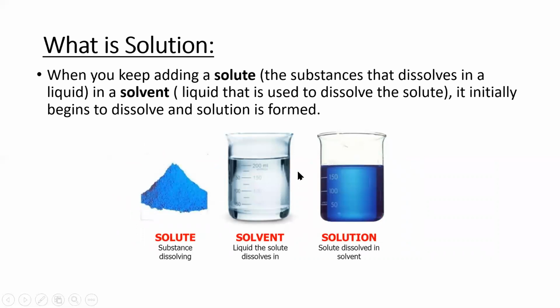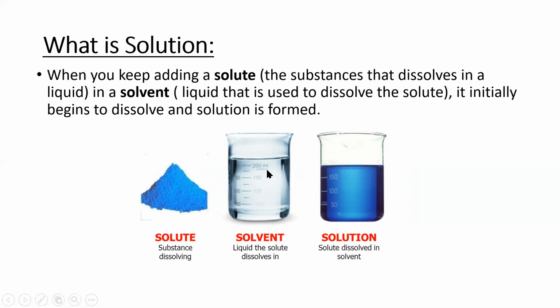Now let's try to understand what is solution. It is very easy, just pay attention. When we keep adding a solute in a solvent, then the solute starts initially dissolving in it. Now let's try to understand what is solute. Solute is a substance that we dissolve in a solvent, that liquid. And what is solvent? Solvent is the liquid in which we dissolve the solute.